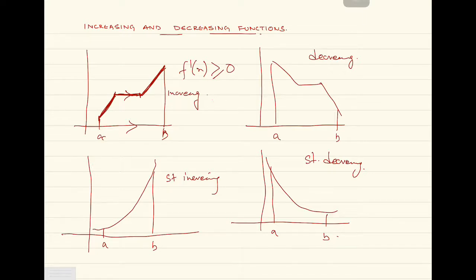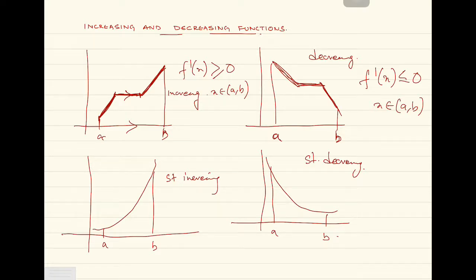So greater than or equal to 0 would mean increasing at any interval. Let me write it down here. For x belongs to a comma b. So for any interval a comma b, to become increasing, f dash x has to be greater than as well as equal to 0. Whereas for decreasing, it has to be less than as well as equal to 0, as you can see here. So f dash x is less than or equal to 0. That is for decreasing, for any x belongs to a comma b.